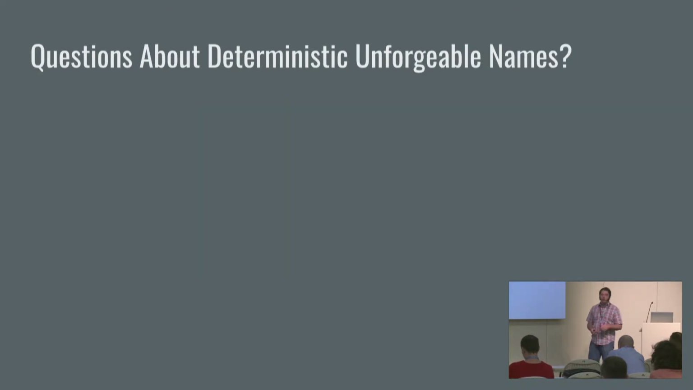All right. So we have plenty of time. Are there any questions about the deterministic unforgeable names, or do people really want to get to the spatial matcher?